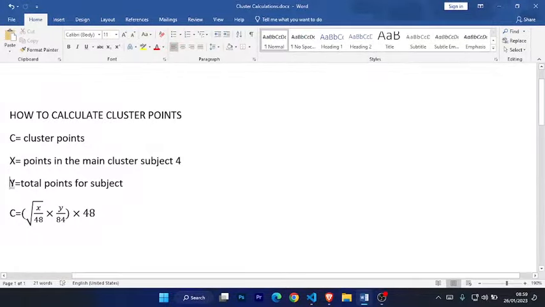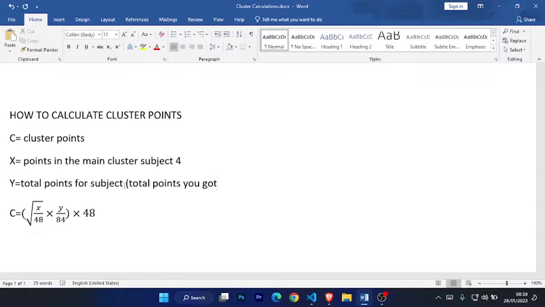Y will be the total points for the subjects that you got. So that means it's the total points you got. I'll also use an example of someone who maybe got certain grades. So how do you compute it?